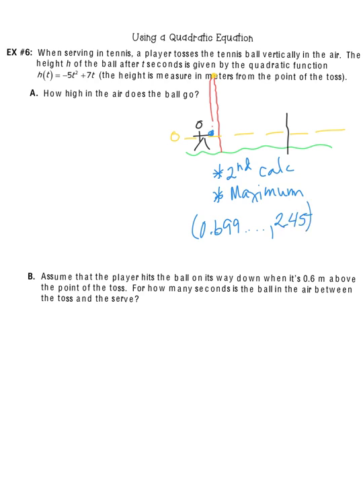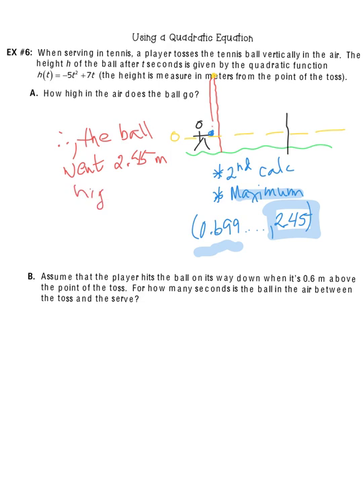Well, we're interested in the maximum, which would be the y value of your ordered pair. So we really don't care about that value. That's your x value. And so therefore, the ball went 2.45, and they said that this was in meters high. So that's it. So then look at the next question.